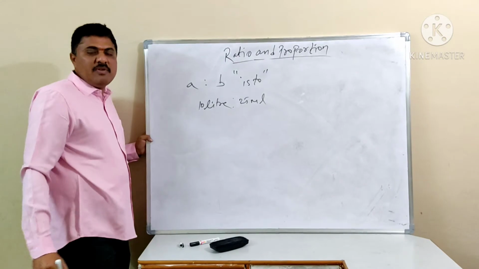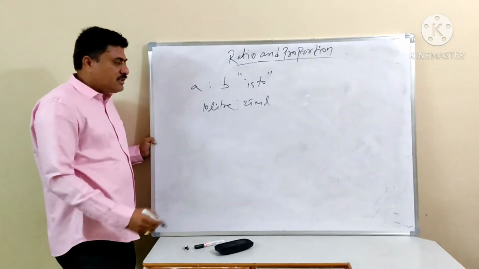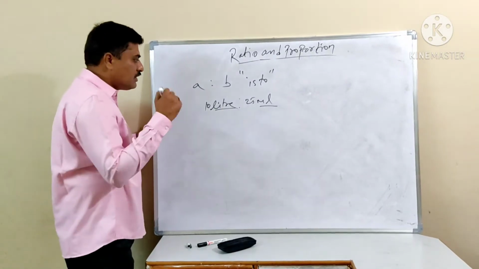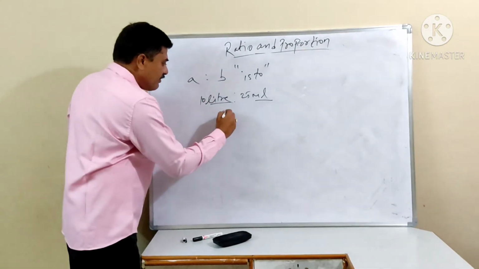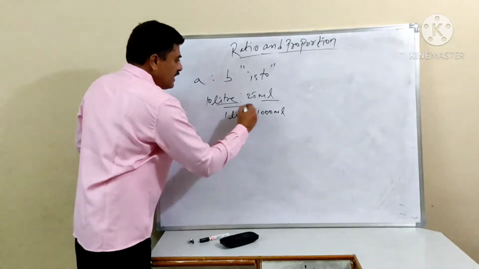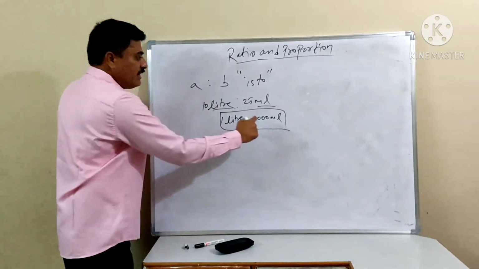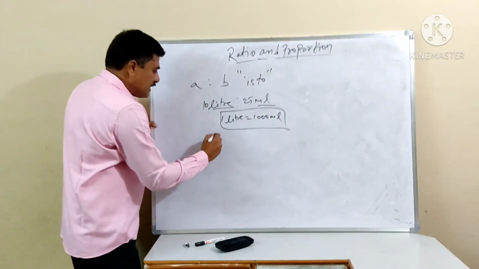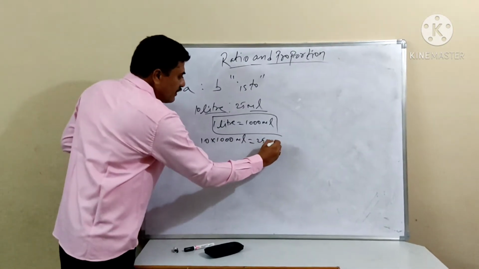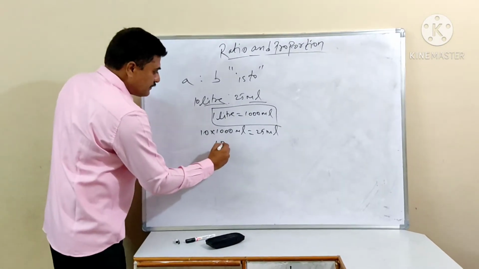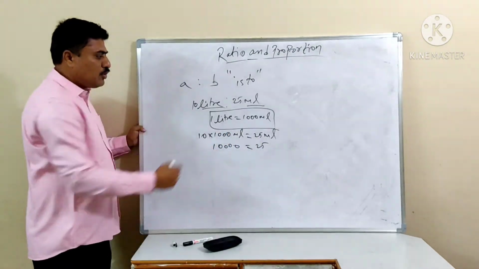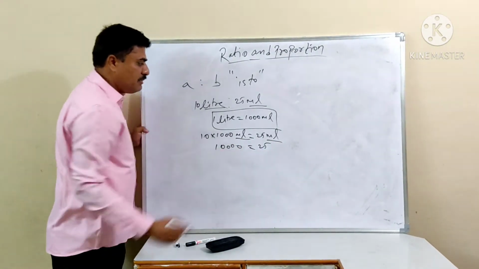Here directly I can't simplify these two quantities. Why? Because both the quantities are not in the same unit. We have to make them equal. So how to make them equal? 1 liter is equal to 1000 milliliters. This standard formula we are having. In 1 liter we are having 1000 ml. So 10 liters means 10 into 1000 ml, which is 10,000 ml, and the other is 25 ml. But now both the quantities are in the same unit, milliliters.